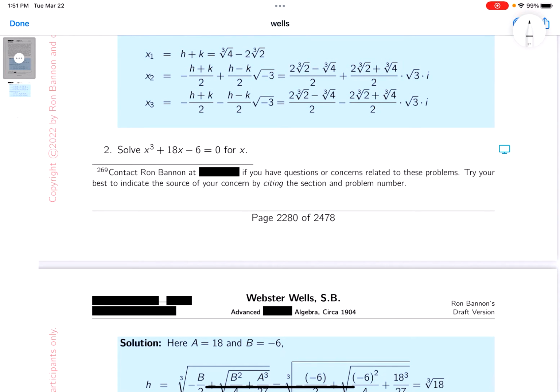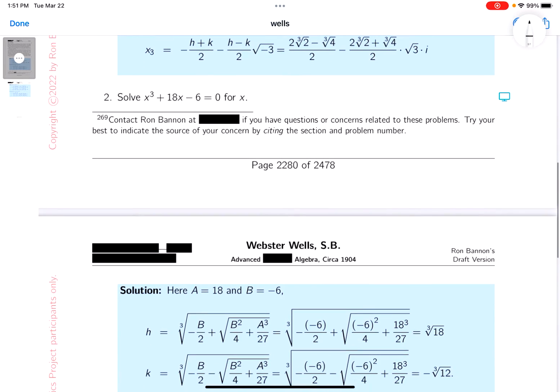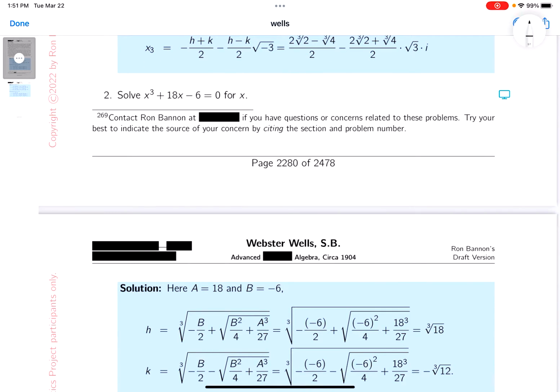Okay, we got the proper form. I need to identify the A and the B. I'm going to talk you through this one. Certainly the formulas need to be known. The A is 18, and the B is going to be minus 6.